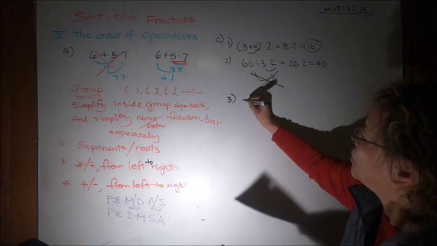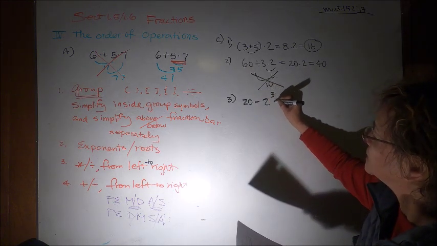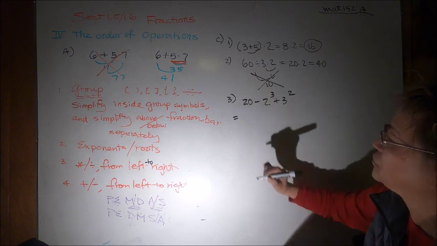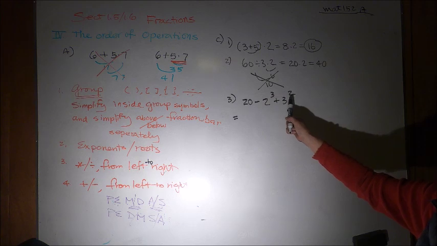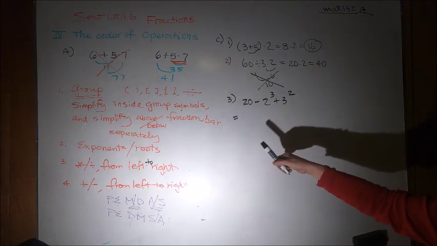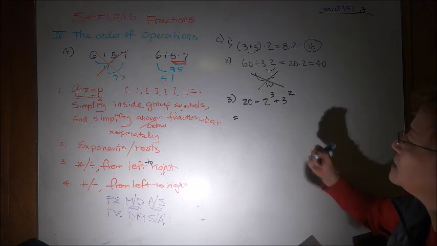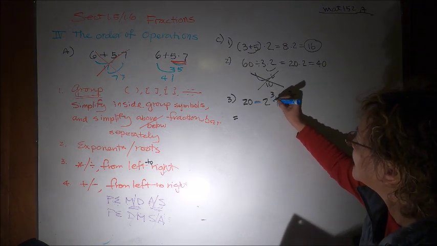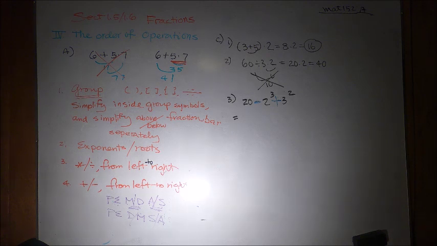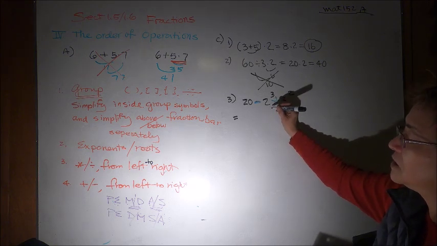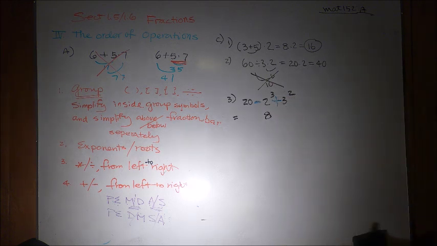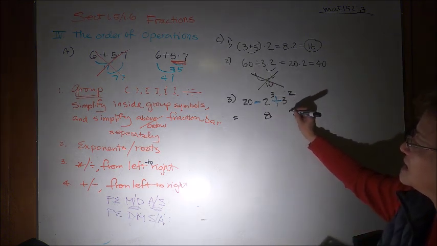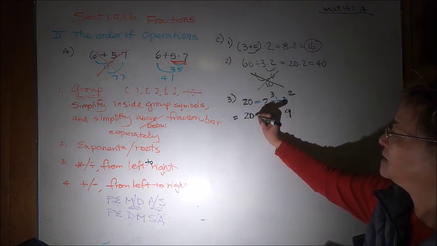Next one, 20 minus 2 cubed plus 3 squared. What do you think we would do? We would do exponents first. The last one is plus and minus, so you separate at plus and minus and do that last. You have 3 parts, and you take care of each individual part first. So 2 to the 3rd power, don't give me 6, right? 2 times 2 times 2 is 8. And 3 squared is 9, right? So you do that.